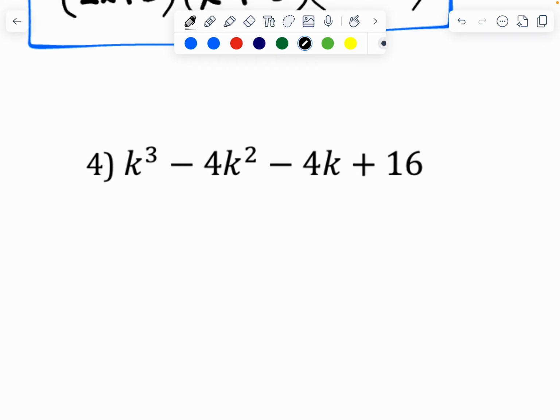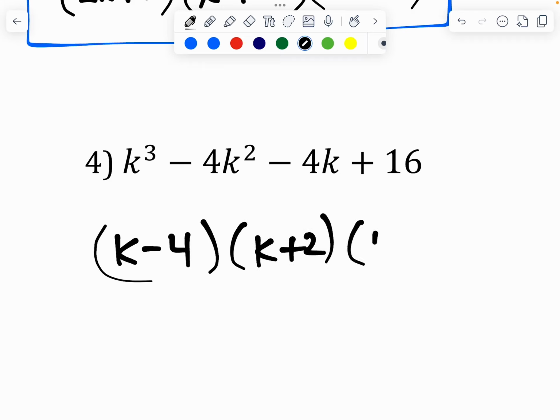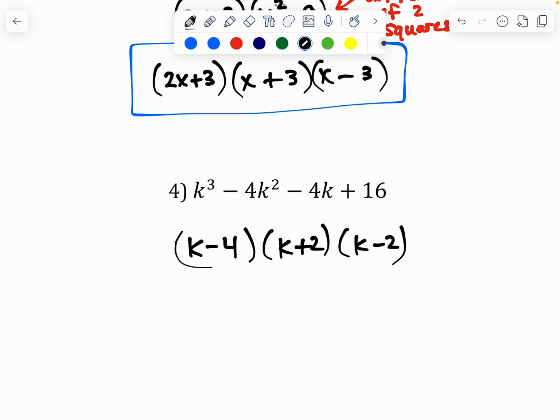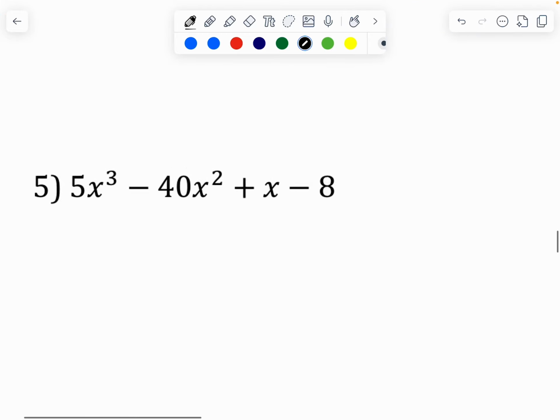Okay, I can give you answers. Number 4, I'll give you the answer to that one, is going to be k minus 4, and then k plus 2, and k minus 2. So you can go through and practice those and check and see if your work is correct.